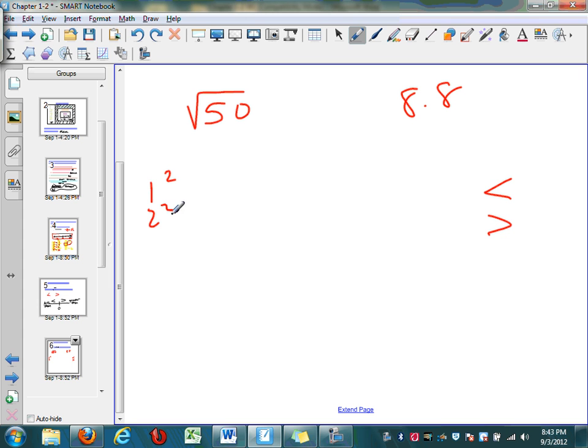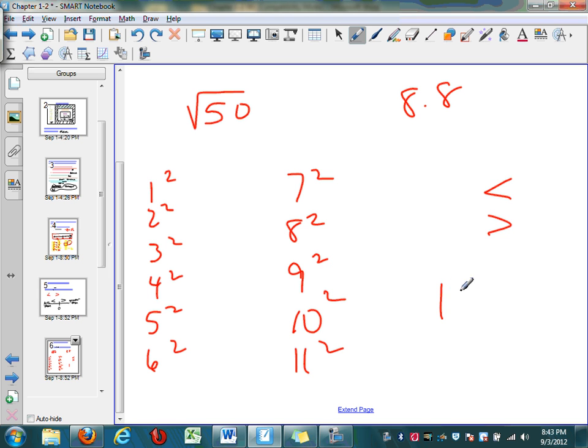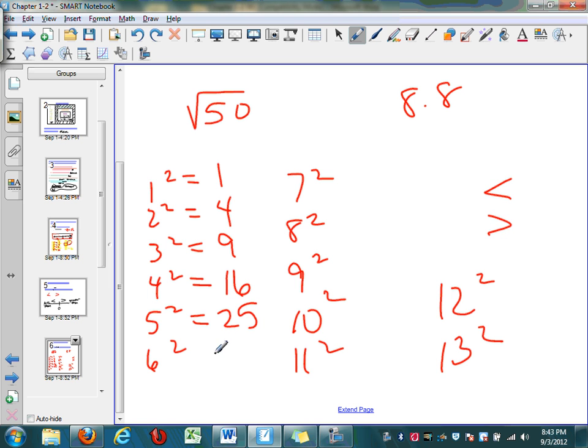1 squared, 2 squared, 3 squared, 4 squared, 5 squared, 6 squared, 7 squared, 8 squared, 9 squared, 10 squared, 11 squared, 12 squared, 13 squared, and I'll stop there. So with that said, 1 squared is 1, 2 squared is 4, 3 squared is 9, 4 squared is 16, 5 squared is 25, and 6 squared is 36. 7 squared is 49, 8 squared is 64. Now I can stop right there.